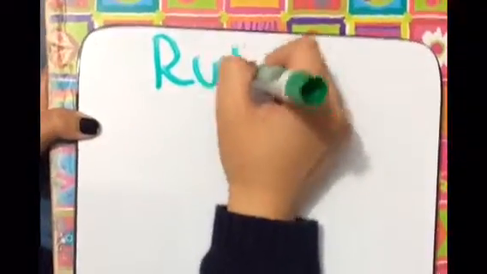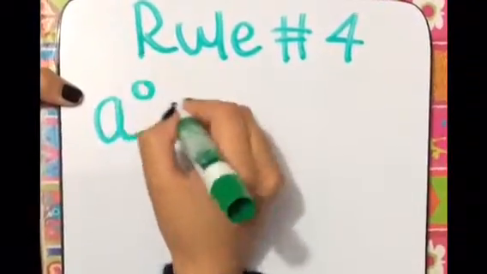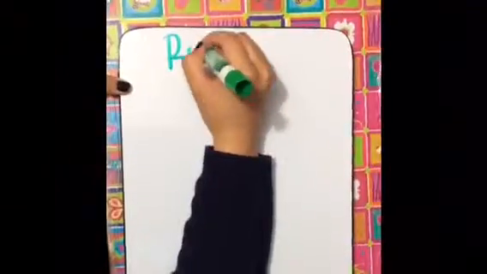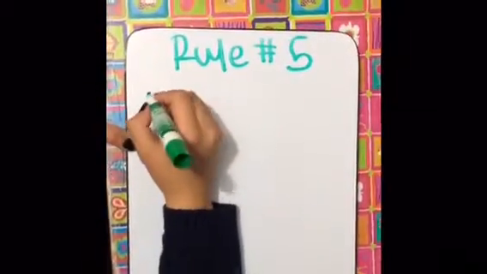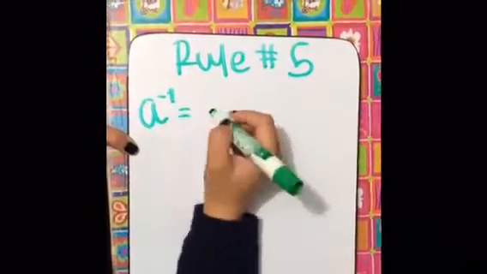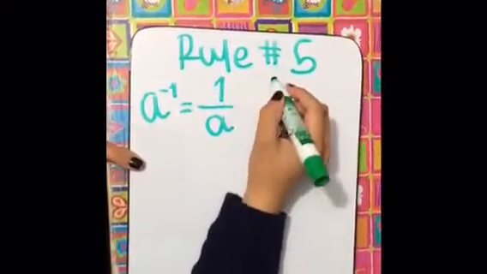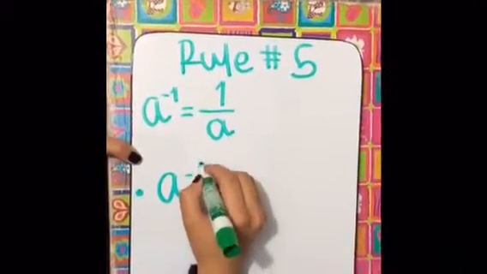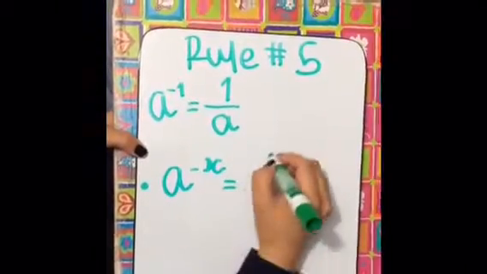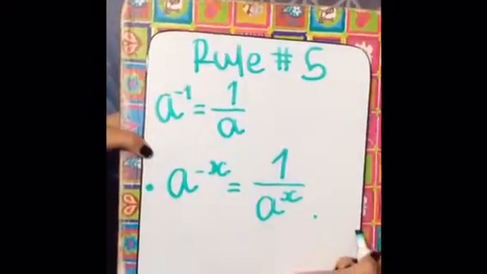Rule number 4. Everything to the power of 0 always gives 1. Rule number 5. A base to the power of minus 1 gives 1 over the base. And a base with a negative exponent different from 1 equals 1 over the base with the positive exponent.